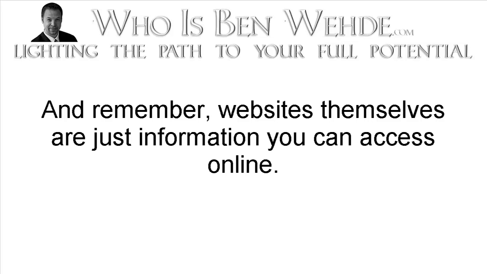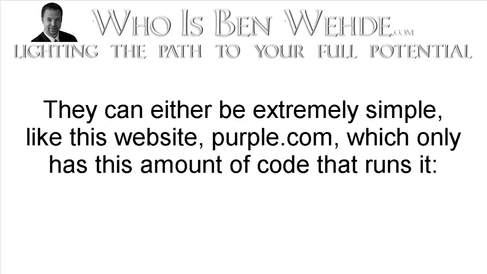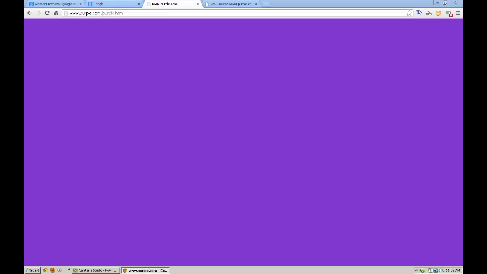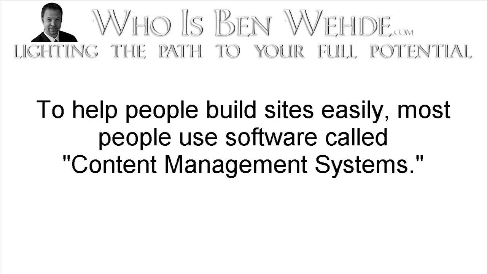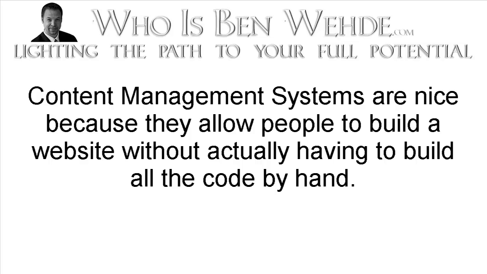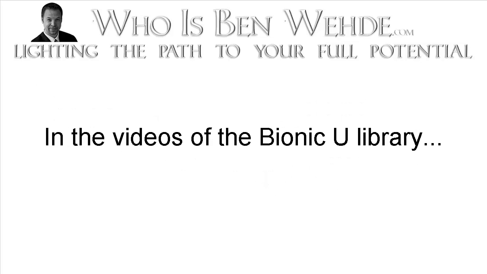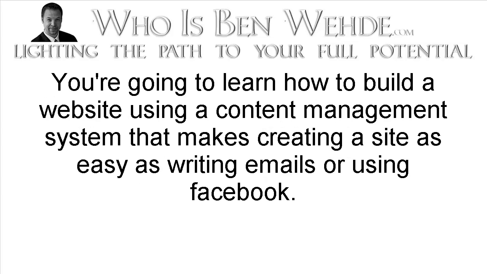And remember, websites themselves are just information you can access online. They can either be extremely simple like this website, purple.com, which only has this amount of code that runs it, or they can be massively complex with millions of servers contributing to them, like Google or Facebook. To help people build sites easily, most people use software called content management systems. Content management systems are nice because they allow people to build a website without actually having to build all the code by hand. In the videos of the Bionic You library, you're going to learn how to build a website using a content management system that makes creating a site as easy as writing emails or using Facebook.